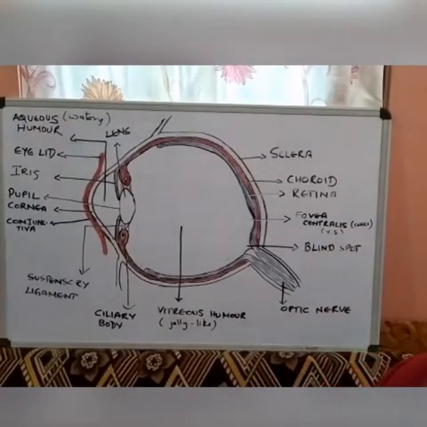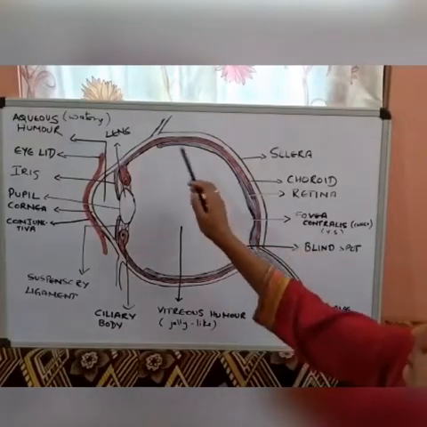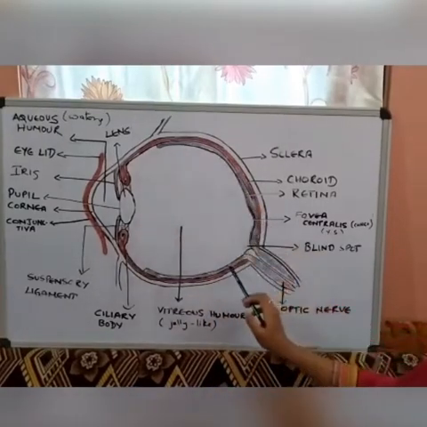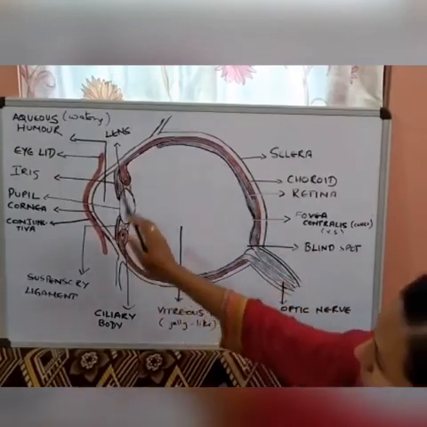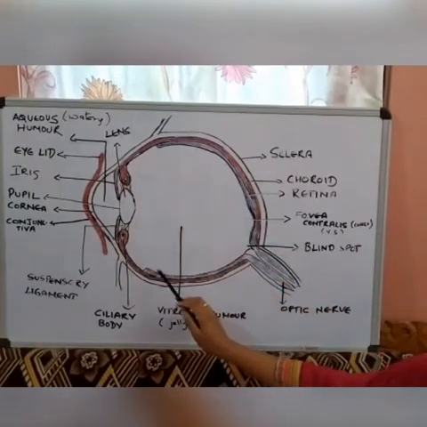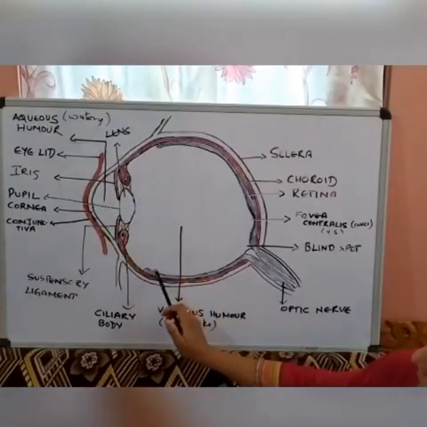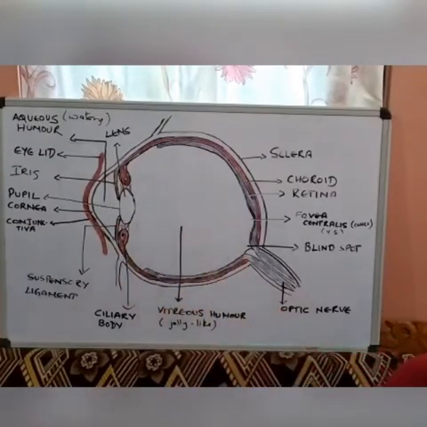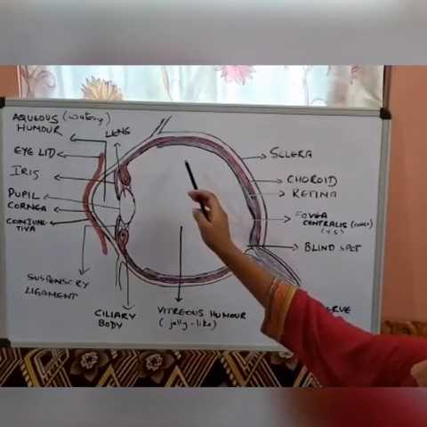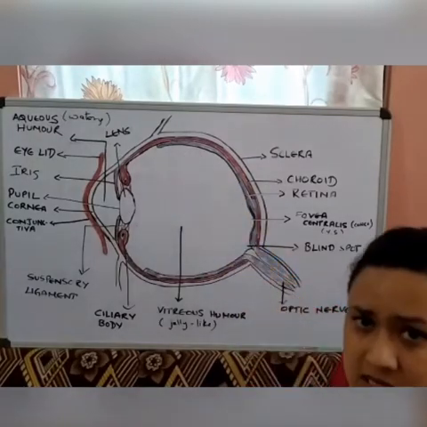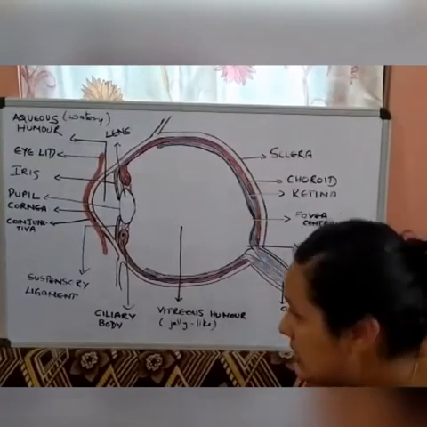Then comes the third layer, the innermost layer. You can see it is the retina. This retina does not cover the whole part of the eyeball. It is not present in the front portion of the eyeball; it covers only three-fourths of the eyeball. The retina is very sensitive to light.